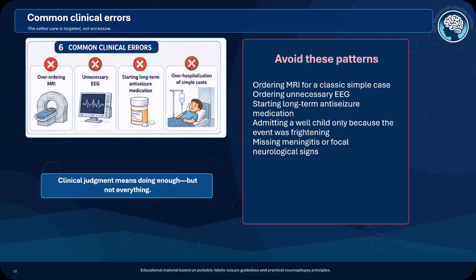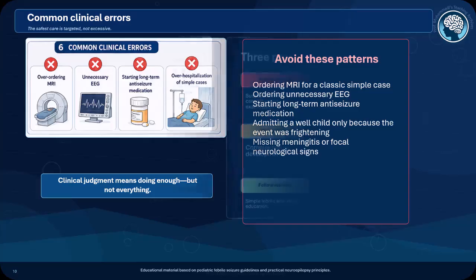Another common error is over-hospitalization of a child who has fully recovered, has a normal examination, and has no red flags. But we must also remember the opposite error: under-recognizing danger. Missing meningitis, encephalitis, persistent altered consciousness, or focal neurological signs is far more serious. The goal is balanced care. Do enough, but not everything. Clinical judgment means targeted evaluation, not reflexive testing.